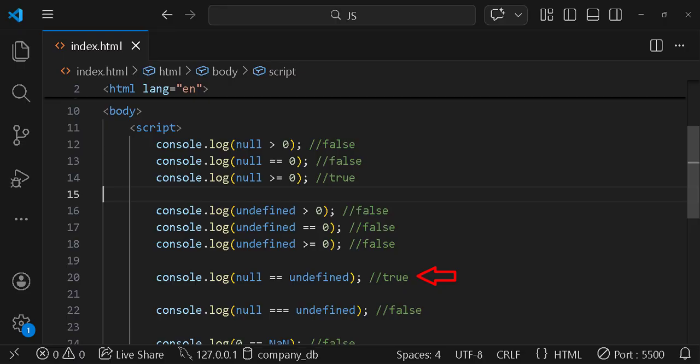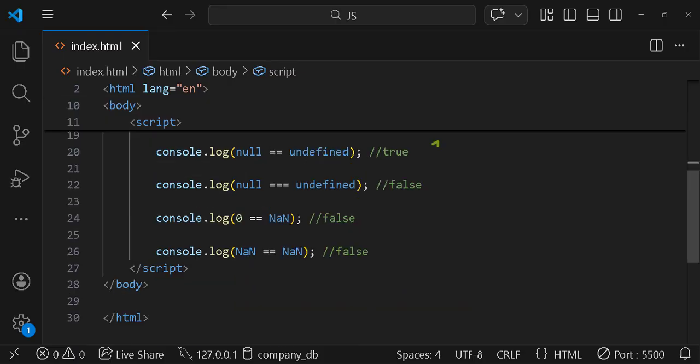Now comes the most unusual rule. Here we compare if null is double equal to undefined. It is a straightforward rule in JavaScript, and it has no explanation whatsoever. This expression will always be true. That's it. No more discussion on it. But see, if we do the triple equal to operation, then the output is false. That is because the types of null and undefined are not the same.